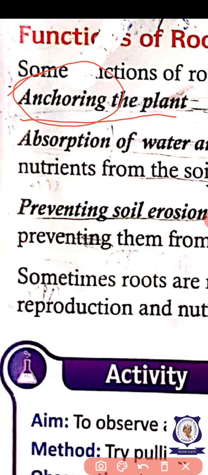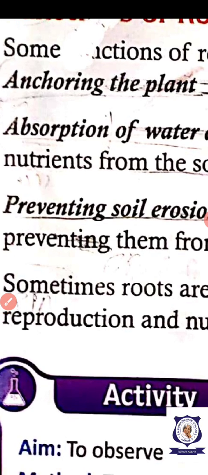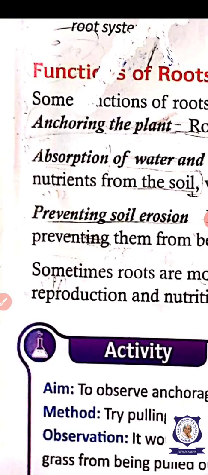And the next function is the absorption of water and minerals or nutrients. Roots absorb water and send it to the other parts of the plant. What are the water and minerals needed for? They are needed for the plant to grow, for photosynthesis, for transpiration, for all the physiological activities of the plant.